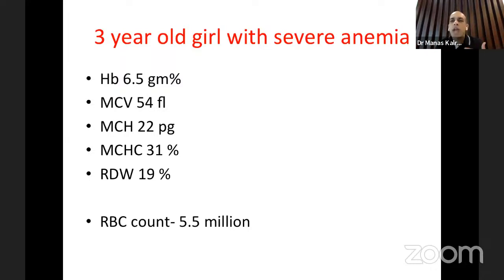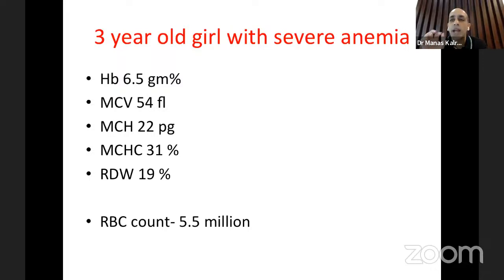So sometimes we come across this question that, this patient has thalassemia, how can we give iron? Because it is thalassemia minor. So thalassemia minor can also have concurrent iron deficiency. Why am I saying there is concurrent iron deficiency?